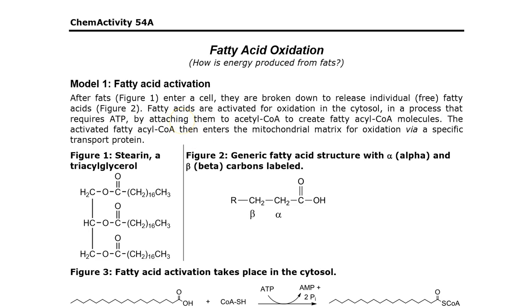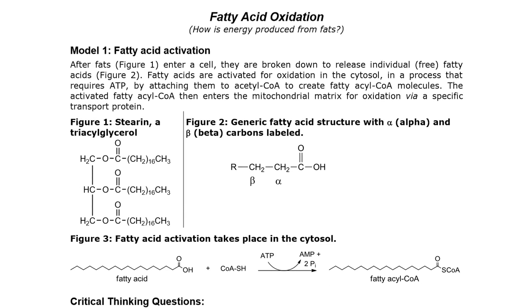And so reading the paragraph, fatty acids are activated for oxidation in the cytosol in a process that requires ATP by attaching them to acetyl-CoA to create fatty acyl-CoA molecules. And you can see that happening in figure 3. Here's a picture of a fatty acid. There's a process that requires ATP. It's creating a fatty acyl coenzyme A.